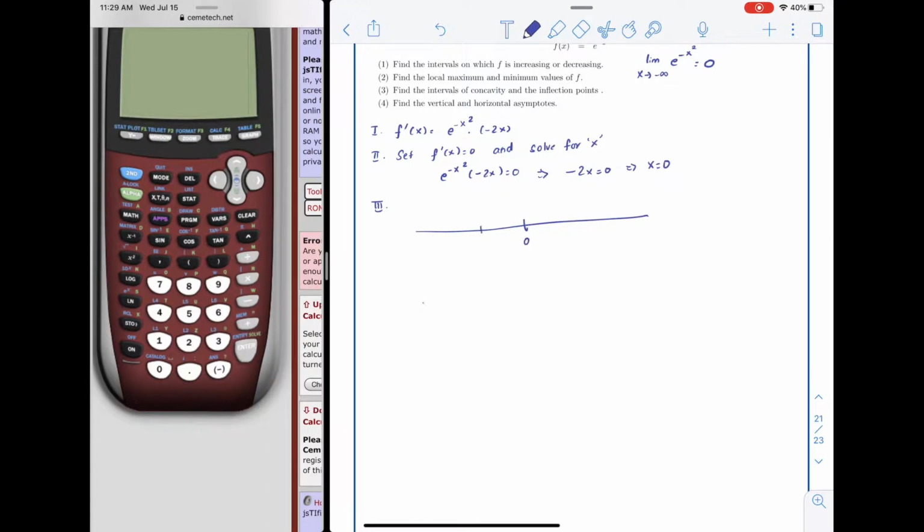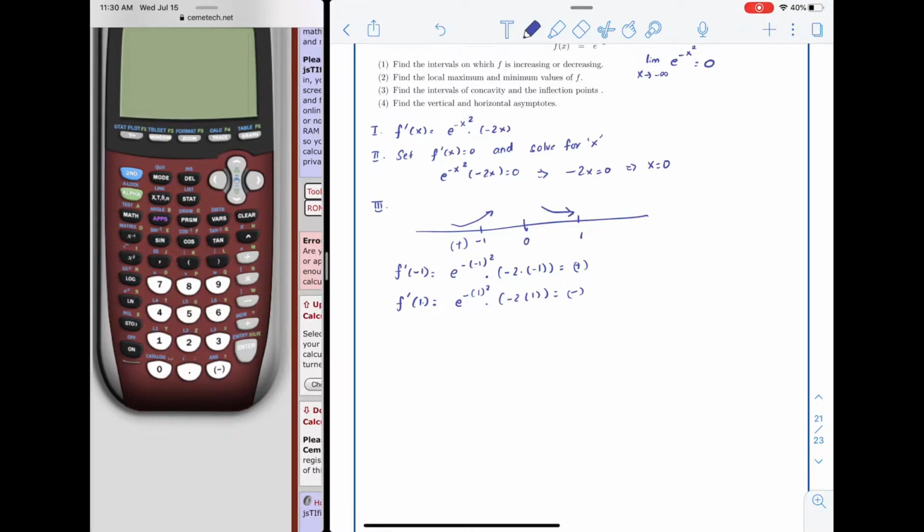So I'm going to pick a test point on the left-hand side, test point on the right-hand side. When I plug in a negative number in the derivative, I have e raised minus of minus 1 squared multiplied by minus 2 times minus 1, which will be a positive number. So the function has to increase. When I plug in 1, I have e raised negative 1 squared, negative 2 times 1, which will be a negative number, so the function has to decrease.